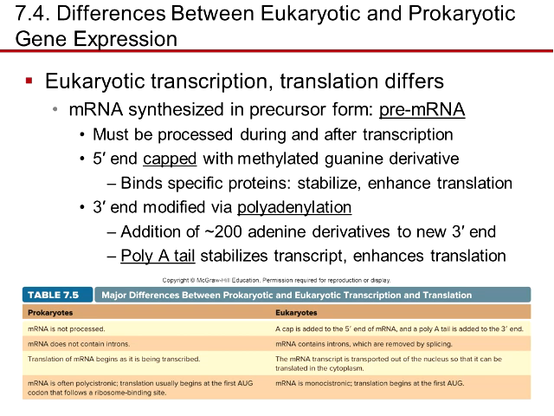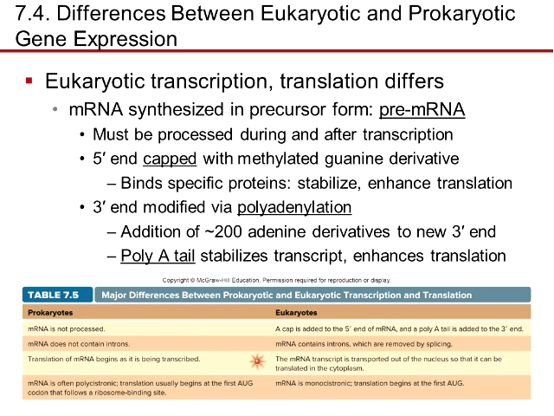And this is the difference between the two, in that prokaryotic messenger RNA is not processed, and there's no cap like the one we talked about. Prokaryotic messenger RNA does not contain introns, while in eukaryotes, the messenger RNA contains introns which are removed by splicing. In prokaryotes, translation of messenger RNA begins as it is being transcribed. In eukaryotes, the messenger RNA is transported out of the nucleus so it can be translated in the cytoplasm, most likely by the ribosomes.